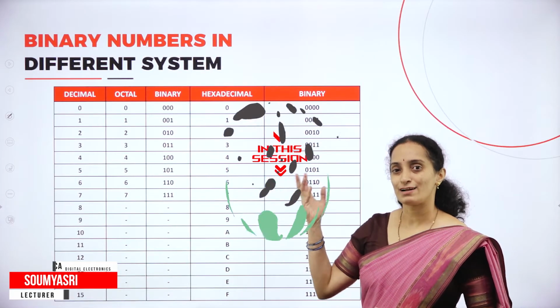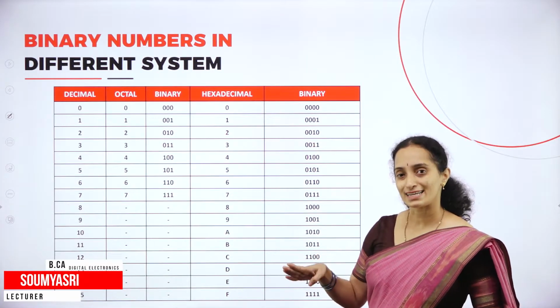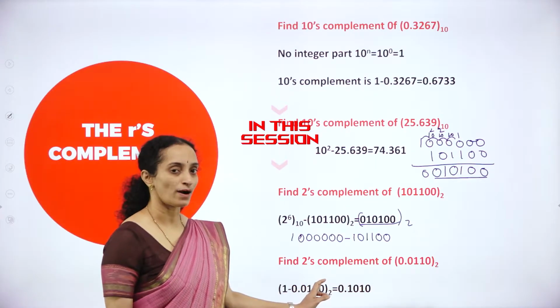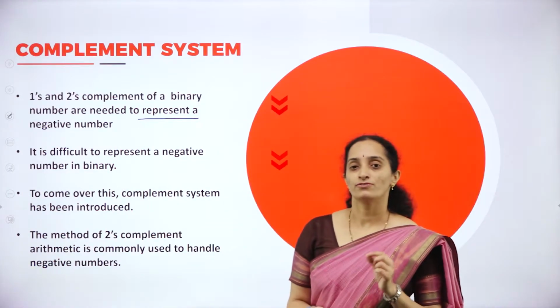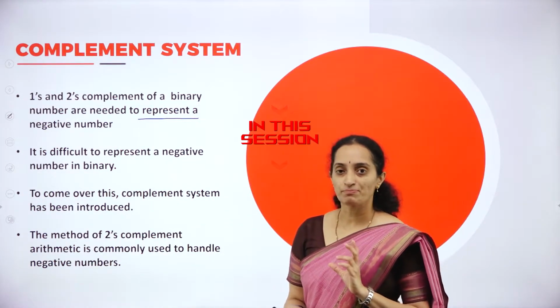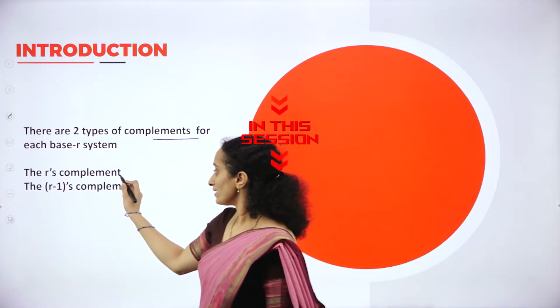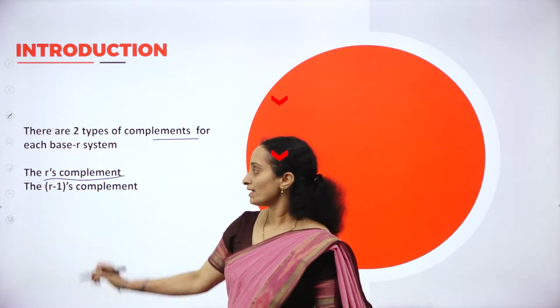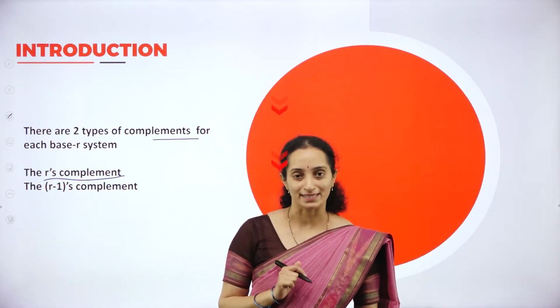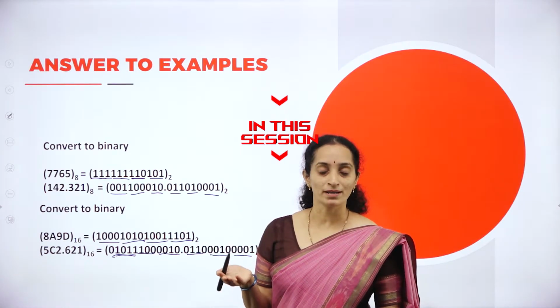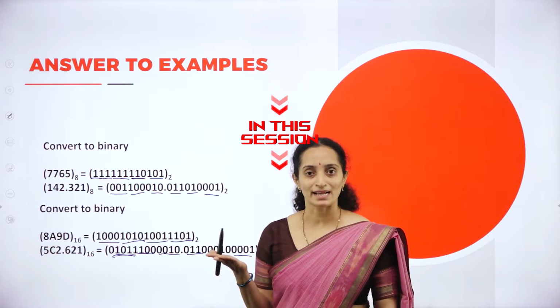Binary to octal and from octal to binary and hexadecimal to binary and from binary to hexadecimal, is it not? 1 minus 0.0110, that will be taken as system is usually carried out for decimal as well as binary numbers, because there are generally two types of complements. One is known as R's complement, where R represents a base. What is the representation of the number? If we have a number, in what system the number has been represented?